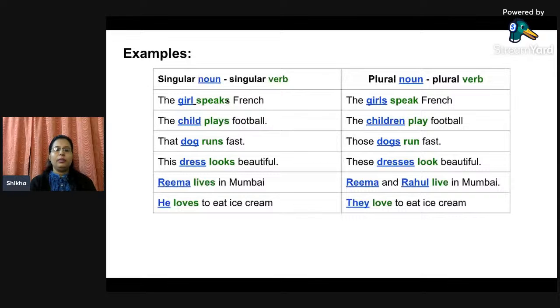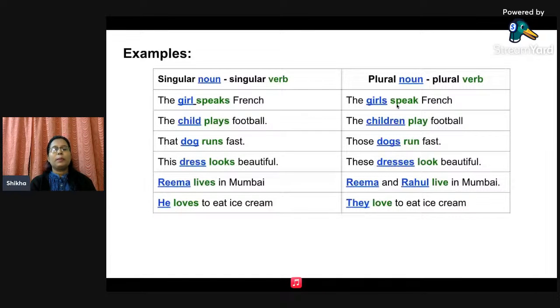The girl speaks French. So here girl is singular and speaks, the verb which we have used, is also singular. In the same way, when we want to change the same noun and verb into plural form, we will say the girls. Is girls singular or plural? This is plural, isn't it? The girls speak. This speak without s is a plural verb.